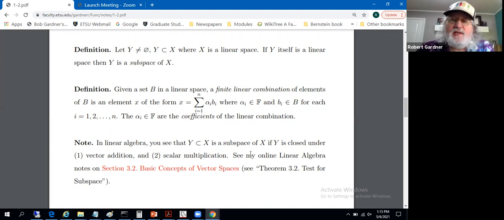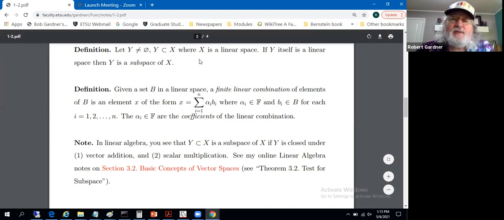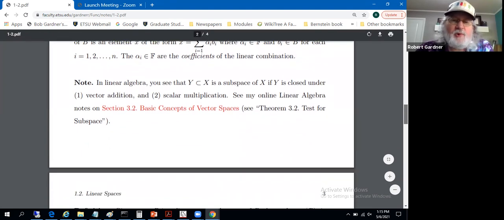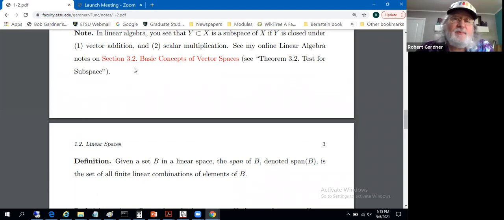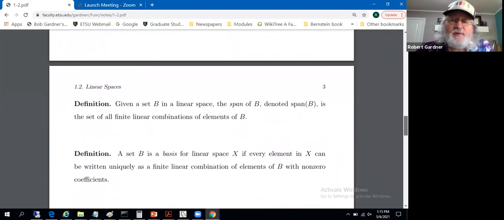So we could just as easily have stated that a non-empty set Y, a subset of set X, where X is a linear space, is a subspace if Y is closed under vector addition and closed under scalar multiplication. And that you likely did in sophomore linear algebra. That was a test to see if you had the test for subspaces, actually what it's called in my notes as reference there.